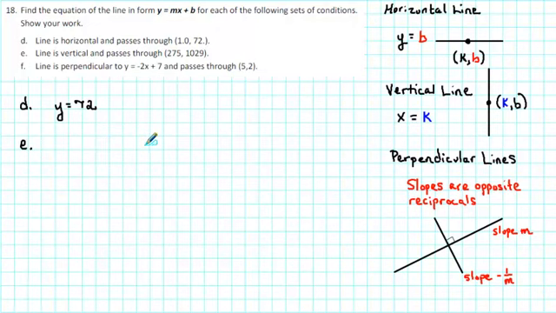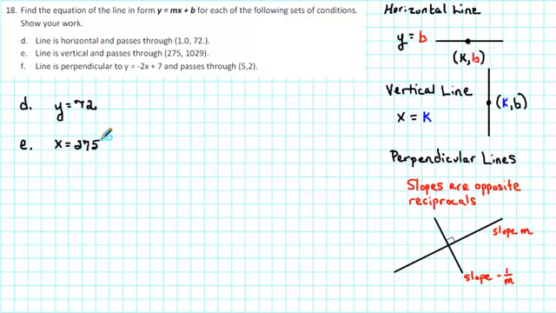In part E, the condition is that the line is vertical and passes through the point (275, 1029). A vertical line goes straight up and down, and as we plot points on a vertical line, all the points have the same x-coordinate. So the way that you write the equation of a vertical line is x is equal to the x-coordinate of any point on the line. In this case, a point on the vertical line is (275, 1029). The x-coordinate is 275, so the equation is simply x is equal to 275.